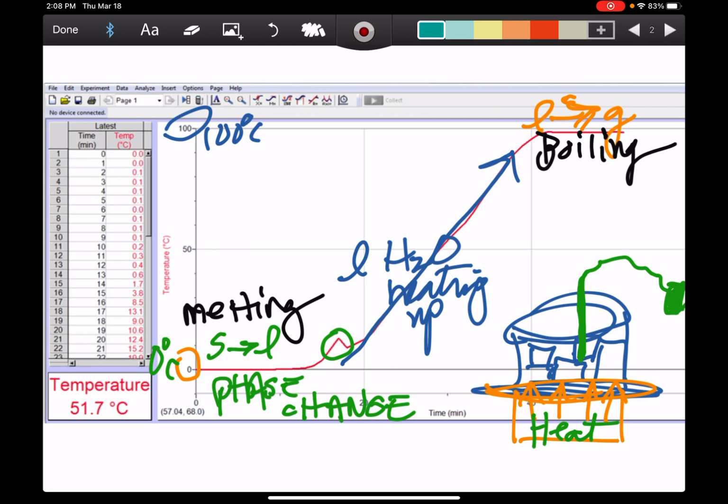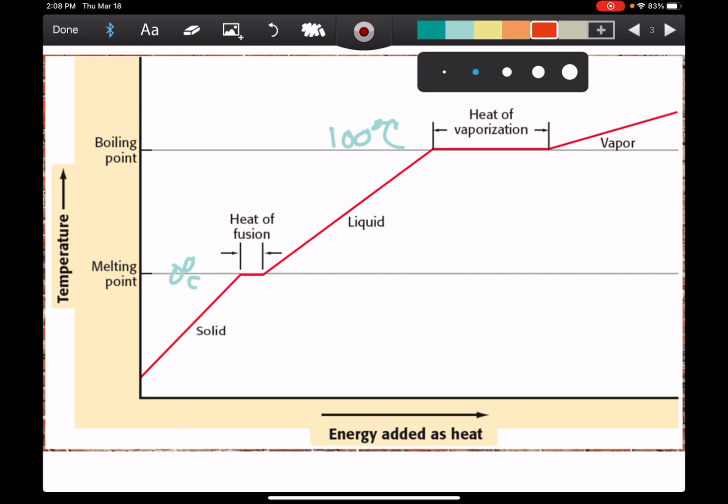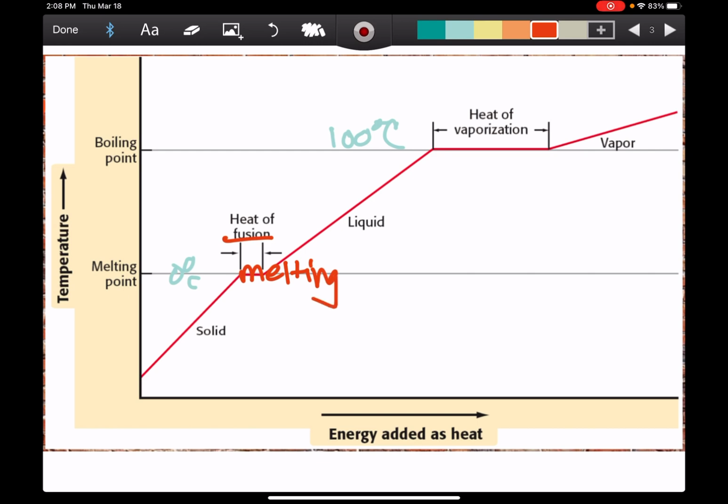All right? So it's important that you know, same thing going on here. This is your melting point, 0 degrees. This is your vaporizing or boiling point, 100 degrees. So keep in mind that fusion, which is another word for melting, is the opposite of freezing. So if you were warming up, you would melt the solid to become liquid. If you were cooling it down, you could freeze the liquid to become solid.